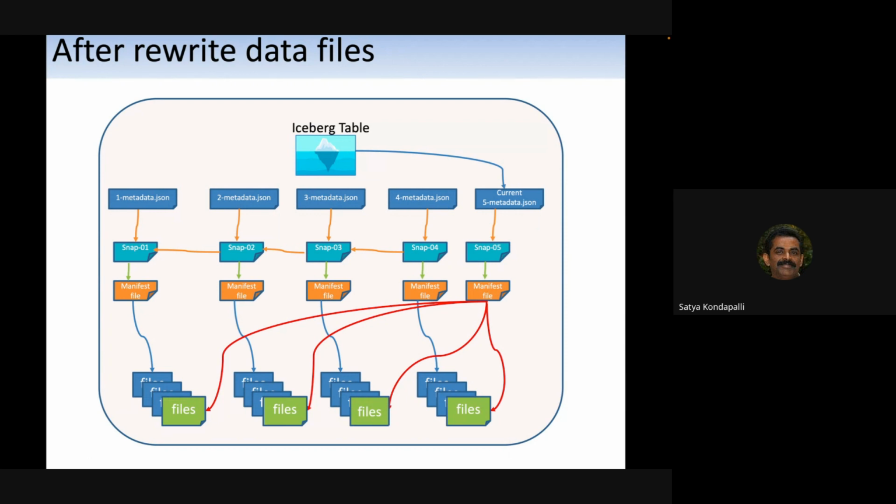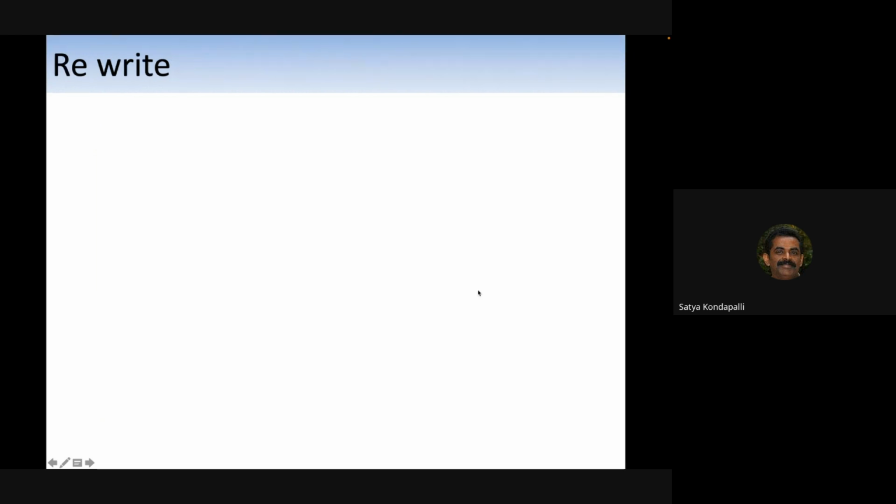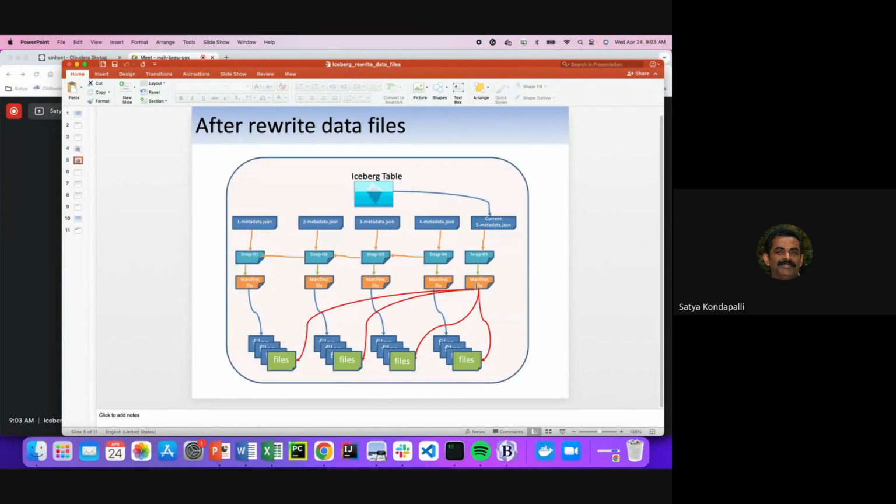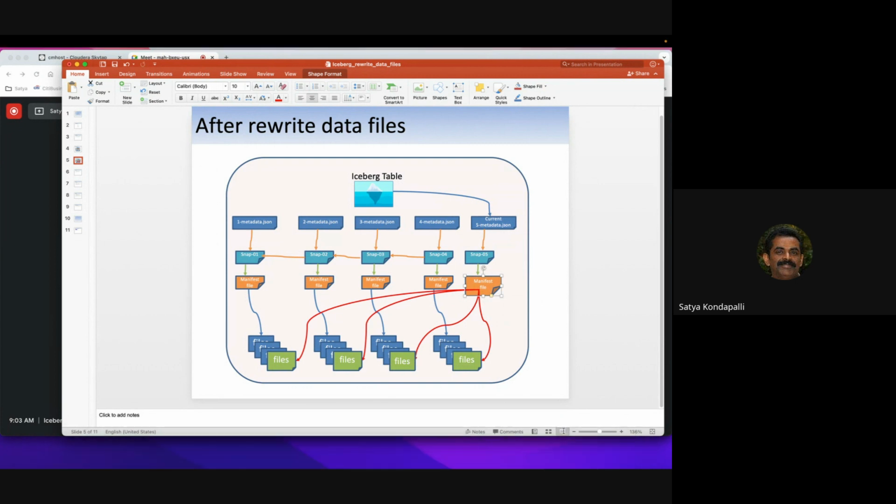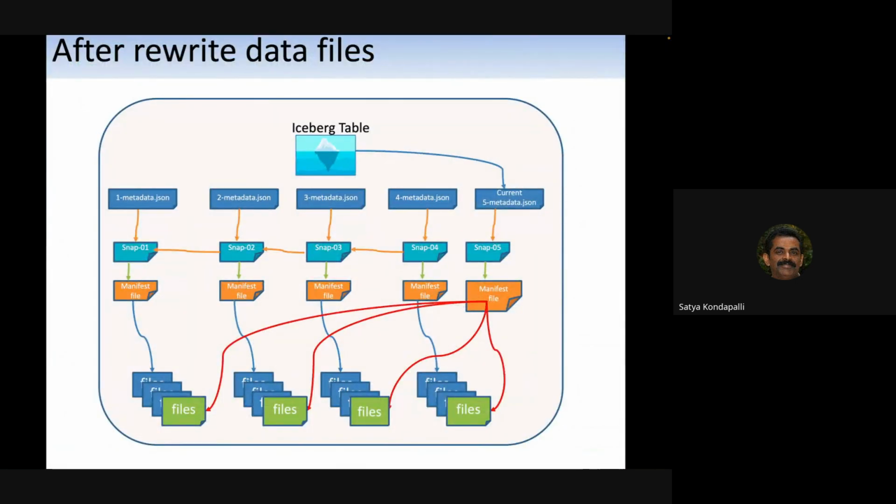But in this context, I want to reiterate one more time: not only are you rewriting the data files, you're also going to rewrite the manifest file. In this case, I'm showing one single manifest file. But if you have many manifest files, then you can combine all of those. So the result should be a bigger file, because we are combining all the manifest files.